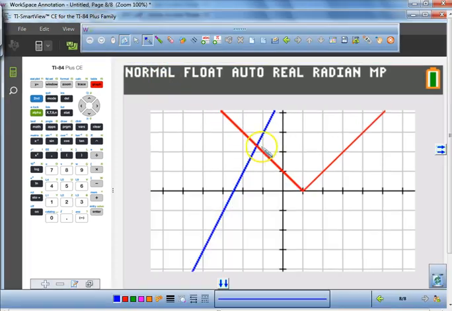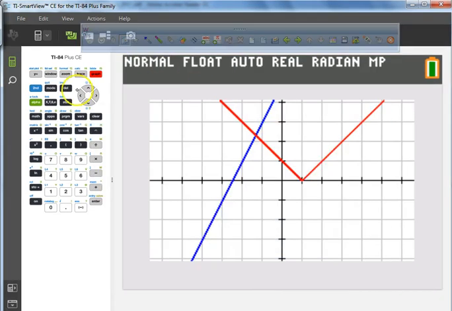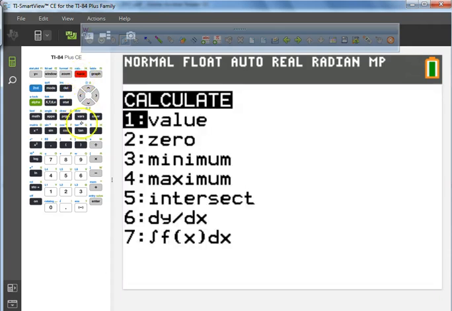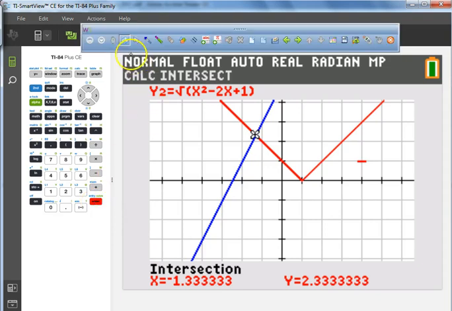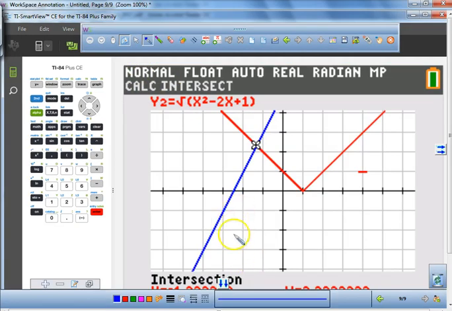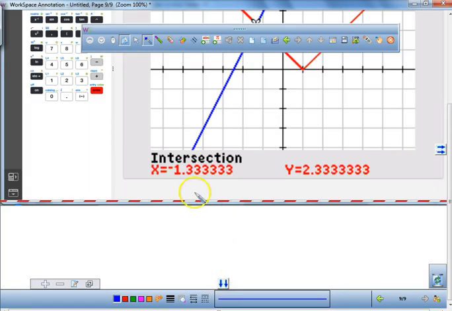Where does it hit? Where does it actually hit? It looks like it's going to be that negative what? That -4 thirds. So how do you check it? Second trace number 5. What's the first curve? 5 plus 2x. Press enter. What's the second curve? All of this right here. Press enter. Now it's going to guess where that point of intersection is. And where is that point of intersection? What fraction is that? -4 thirds.